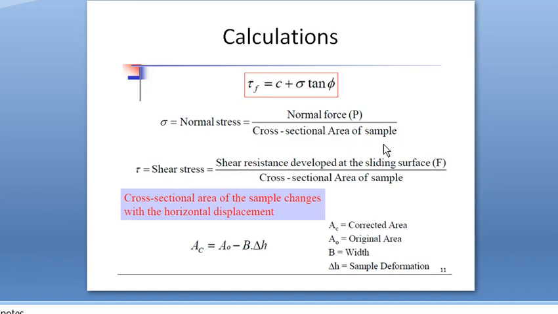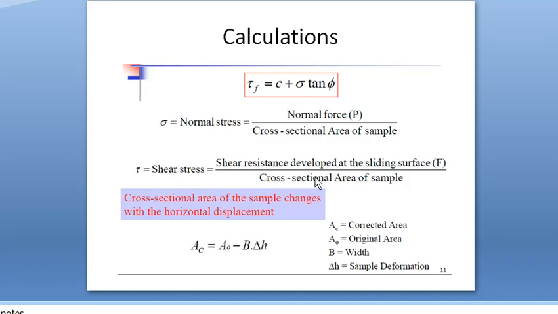Shear force is obtained from proving ring. Okay, but as the test is going on, the cross section area of the sample will change. So we have to find the corrected cross section area as A C is equal to A naught minus B into delta H. A naught is the original area, B is the width, and delta H is the sample deformation. Sample deformation is obtained through dial gauge. So when we are measuring this shear stress at any time, the area should be the corrected area, that is the area at that time.